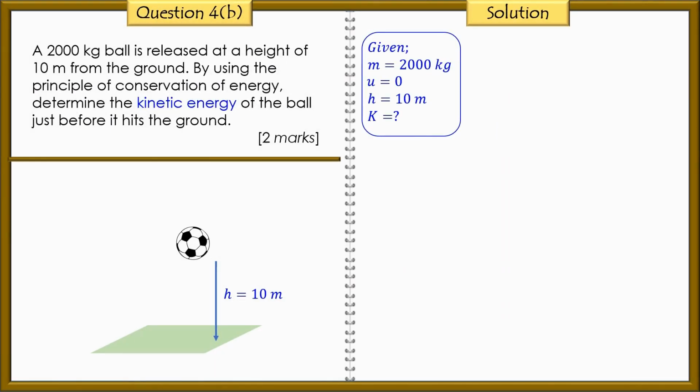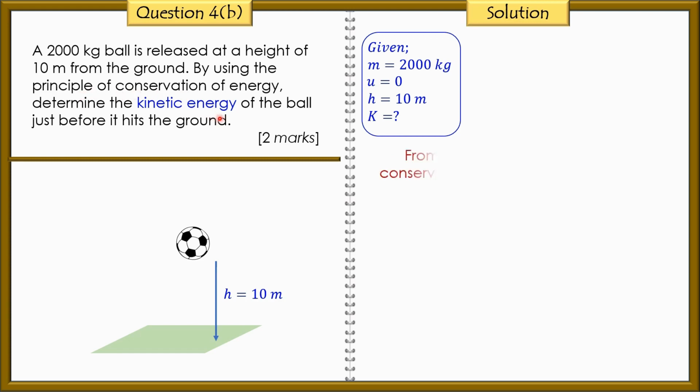Question 4b. A 2000 kilogram ball is released at a height of 10 meters from the ground. By using the principle of conservation of energy, determine the kinetic energy of the ball just before it hits the ground. Firstly, if you look at the diagram, to calculate the kinetic energy before the ball hits the ground, you need to have the value for V, the velocity of the ball before it hits the ground. But we do not have that value.